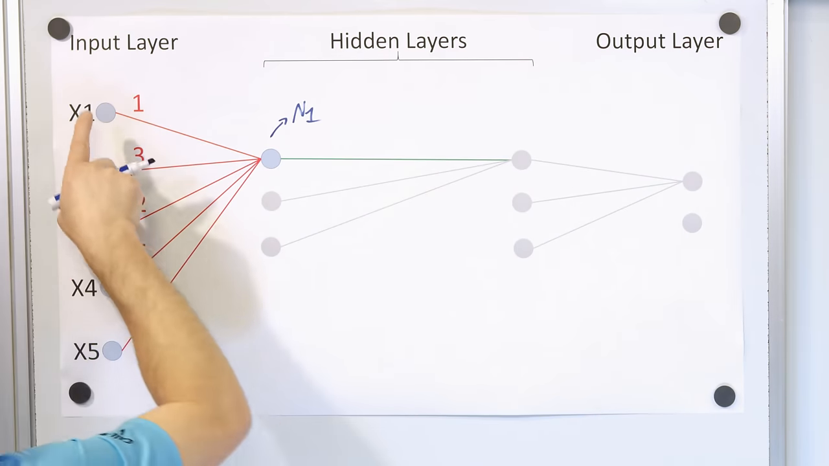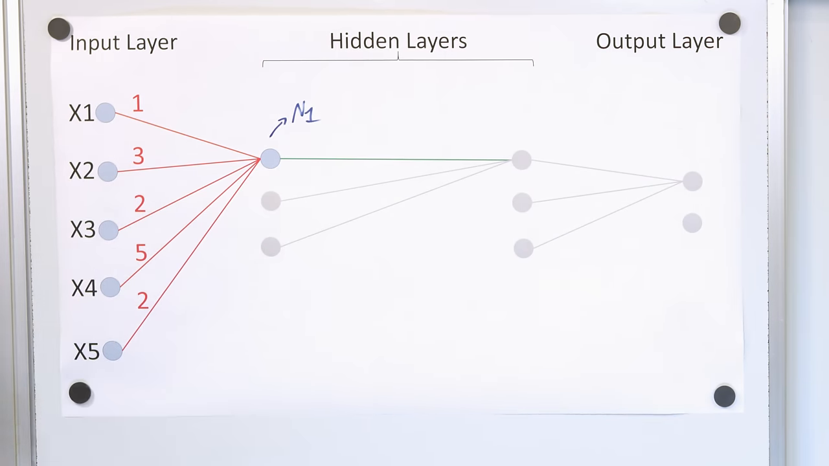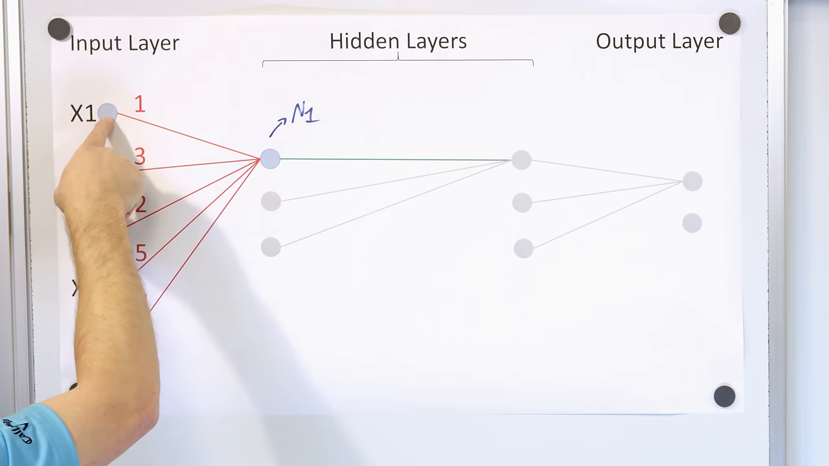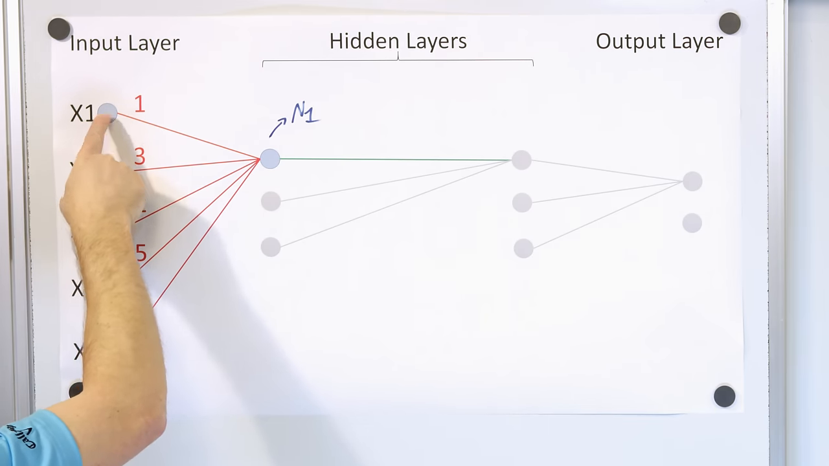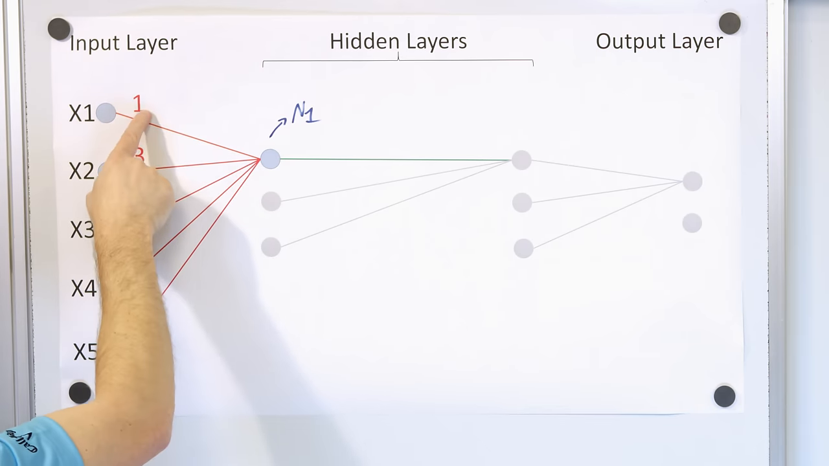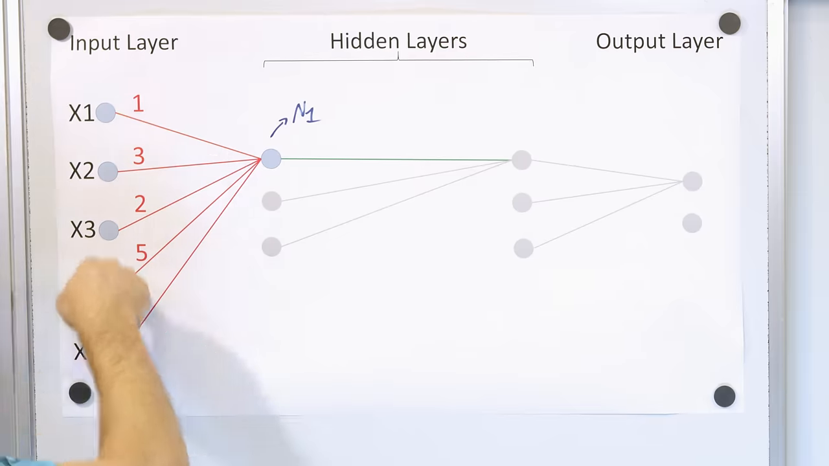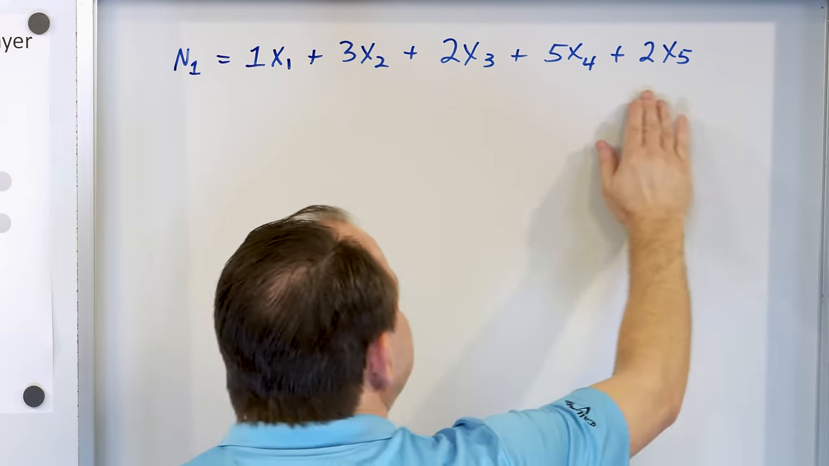Let's go back here. 1, 3, 2, 5, 2. And I labeled them first pixel coming in and then fifth pixel here, or first input value to the fifth input value. So I did exactly what I said I would do. I multiplied the value that's in this circle, whatever it is, the pixel value or the bit value, whatever's in there, times the weight, times the weight, times the weight, times the weight, times the weight, and then we add them all together.